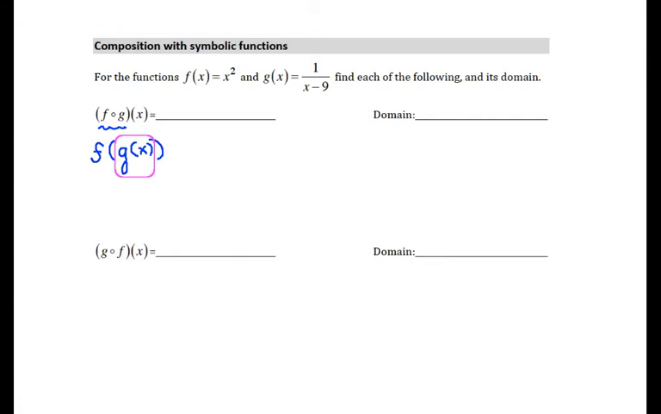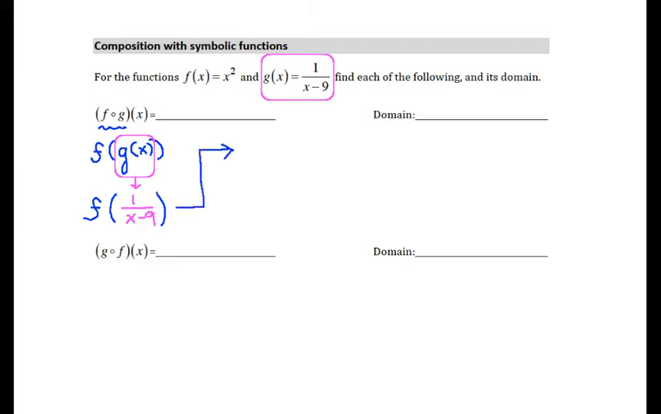So g of x I'm going to replace with this g of x definition right here. So g of x I'll replace with 1 over x minus 9. But I'm going to build up the rest of this around it. It's still in parentheses. It is still as input to the function f.